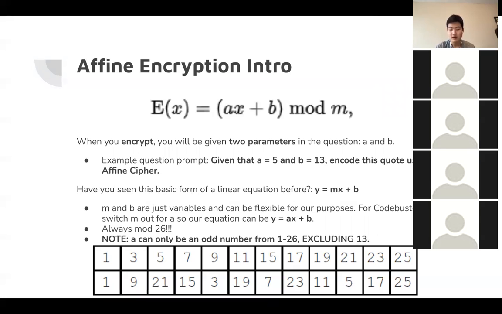Yeah, so back to what they'll give you in the prompt. They'll tell you A and B. If you don't know that this is based on a linear equation, obviously that does not mean anything to you. But if you think about it as y equals ax plus b, they're telling you the coefficient of x, which is a, and then the y-intercept of the line, which is b. I say y-intercept, but you're not going to have to graph anything. So basically, what a equals 5 and b equals 13 means for our purposes is that they're telling you to encrypt with the equation y equals 5x plus 13.